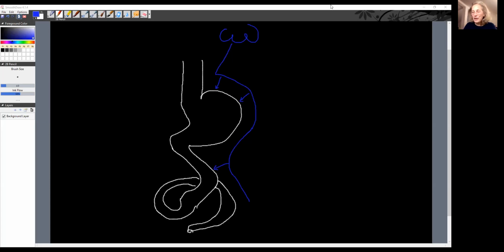I already pre-drew the picture of the digestive tract for us. So as always, let's do the white. This is your mouth with the teeth, esophagus, stomach, small intestine, pylorus, esophageal sphincter. And this is the parasympathetic system.